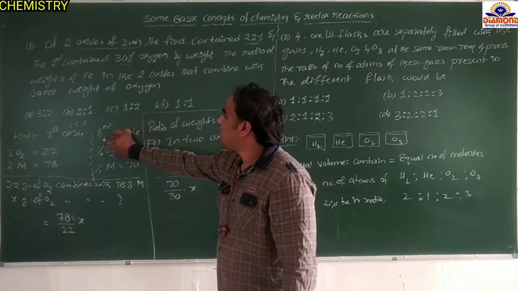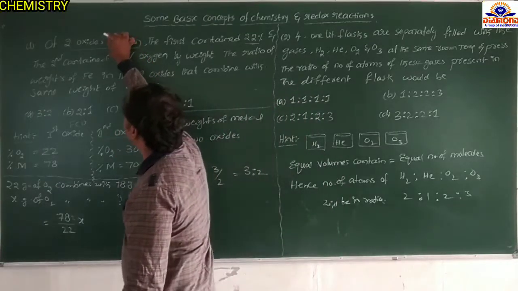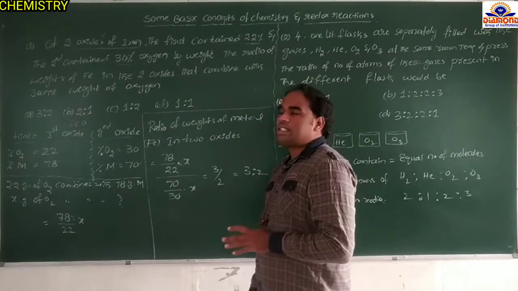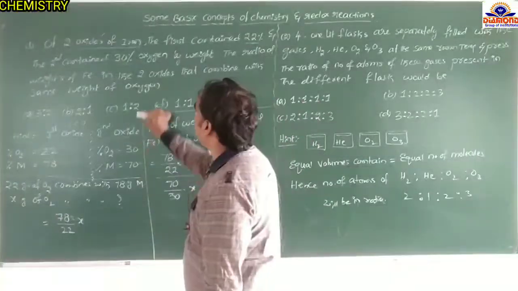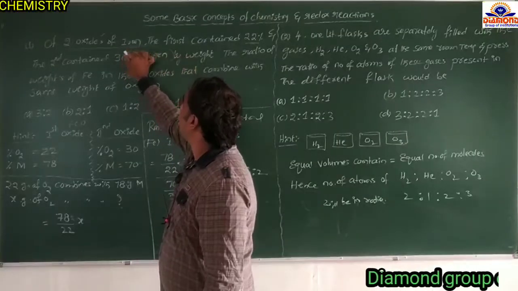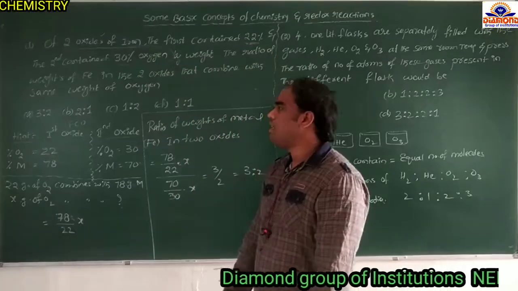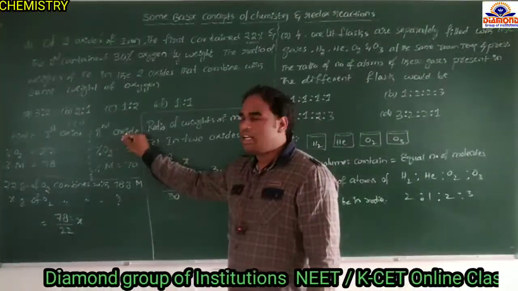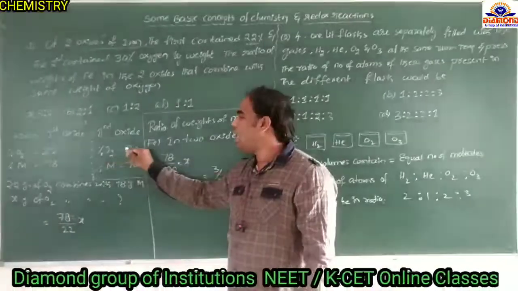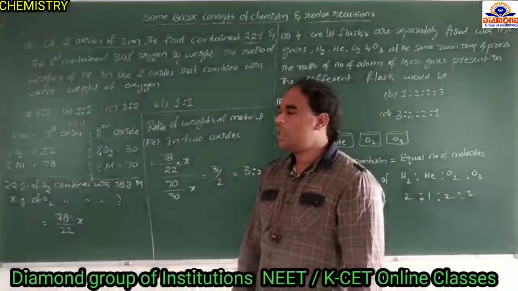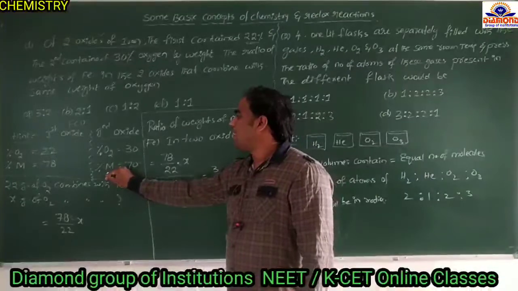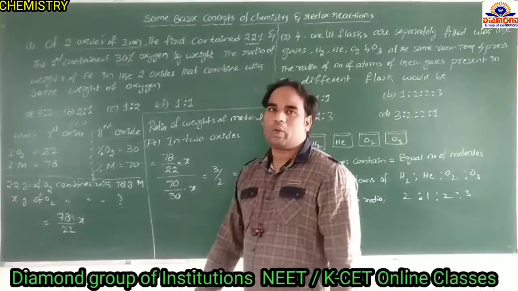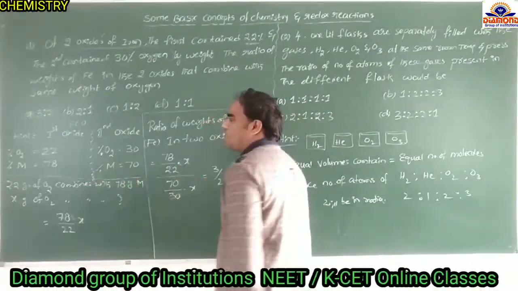Next, go to the second oxide. In the second iron oxide, the percentage of oxygen is 30. Therefore, the percentage of iron in the second oxide is 100 minus 30, which is 70. So this is the given data, students.